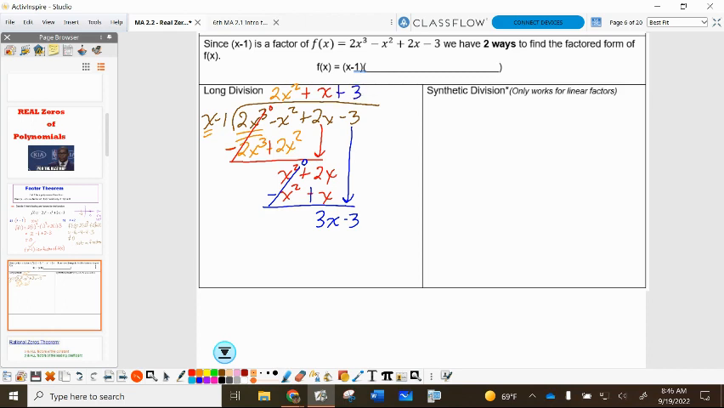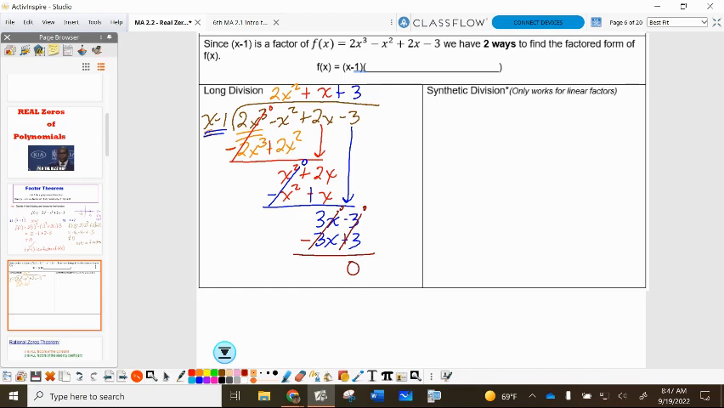Now I'm going to multiply it by the expression out front. 3 times x is 3x. 3 times -1 is -3. When I subtract that from the line above, -3x and 3x cancel, -3 and +3 cancel, and I have 0 left. What does that mean? That means my remainder is 0, which means it divides in evenly.